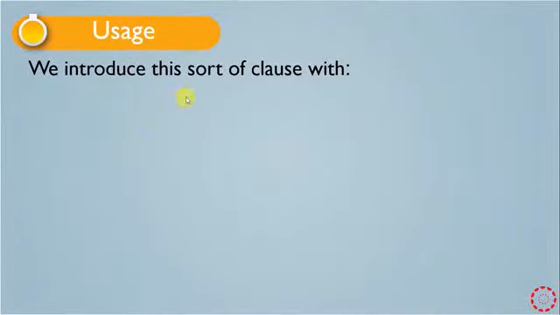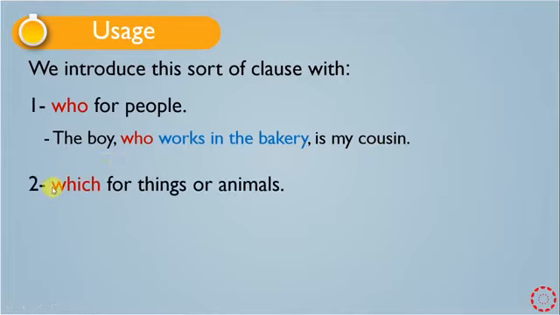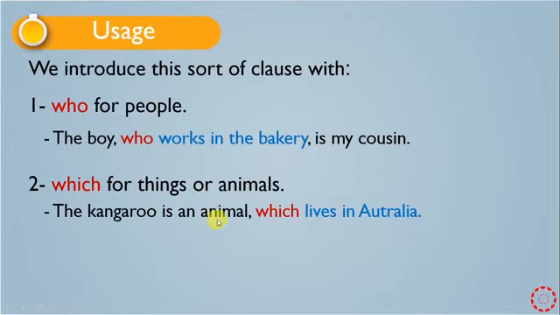We introduce this sort of clause with relative pronouns. The first one is who; we use who for people. Look at this example. The boy who works in the bakery is my cousin. The boy is a person, so we use who. And then the second one, which, is for things or animals. Look at this example. The kangaroo is an animal, which lives in Australia. We have a note here: in this lesson, we never use that. It means we never use that for adding extra information.